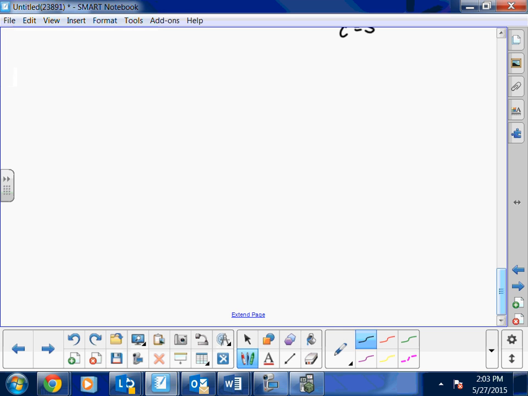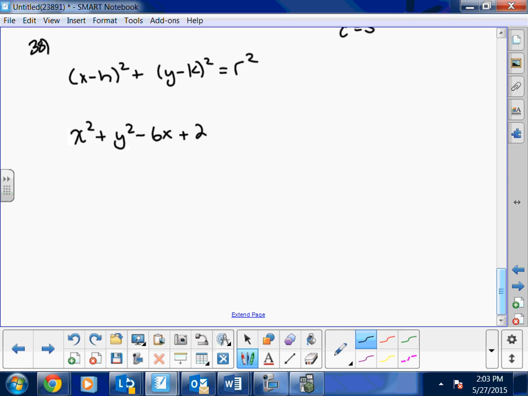Now they want me to find the center and the radius of the given circle. So let's go back and remember that a circle has this format. This is for question 38. Circle has this format. Now what are we given? We're given x squared plus y squared minus 6x plus 2y plus 9 is equal to 0. Okay, I've got to get the equation to look like this. So the way I'm going to do that, first of all, I'm going to subtract 9.